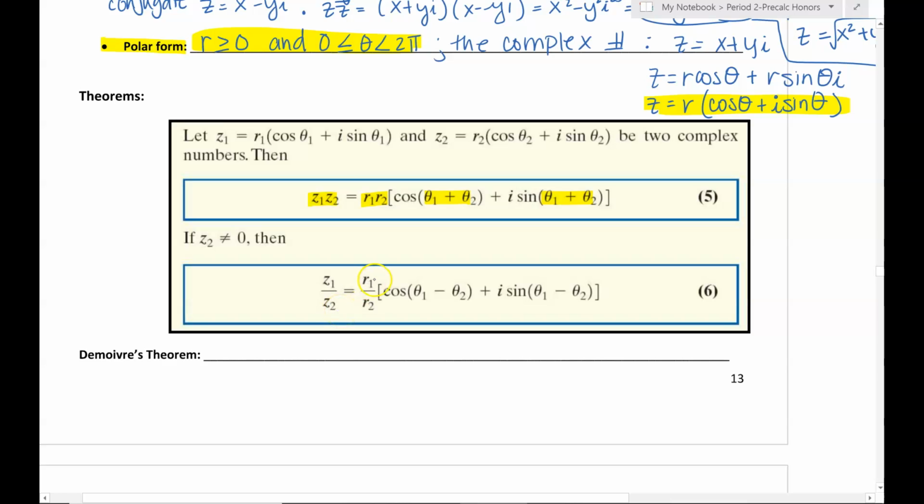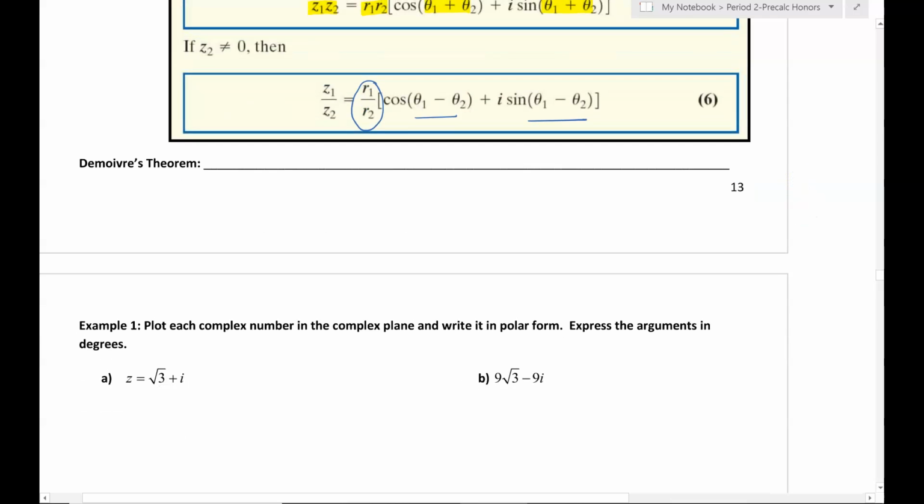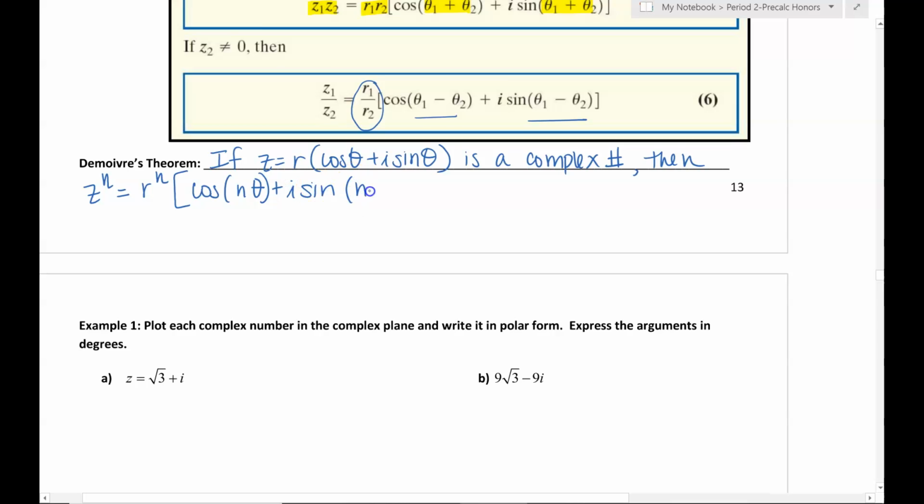Now, if z sub 2 is not equal to 0, because when you divide, you can't have a denominator equal to 0, then we can divide them. Dividing them is very similar. Then we divide the radii and subtract the angles, which you do need to know these formulas, okay? Last definition, De Moivre's theorem. If z equals radius times cosine of theta plus i sine of theta, the polar form of a complex number, then z to the nth power equals r to the nth power times cosine n times theta plus i times sine of n times theta.